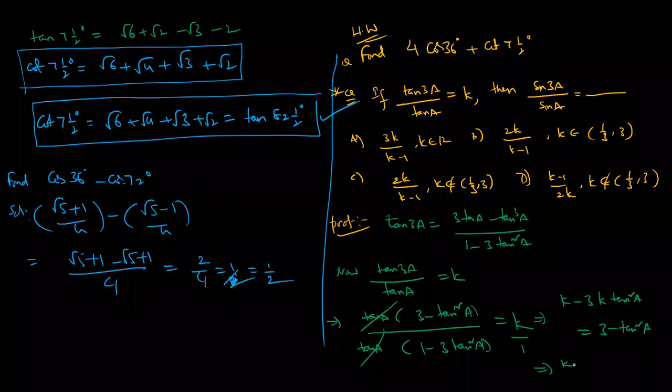See carefully, K minus 3 is equal to tan square A into what is the remaining, anyone? 3K minus 1 is there. See carefully. That's enough. Right? I can go for the next slide.